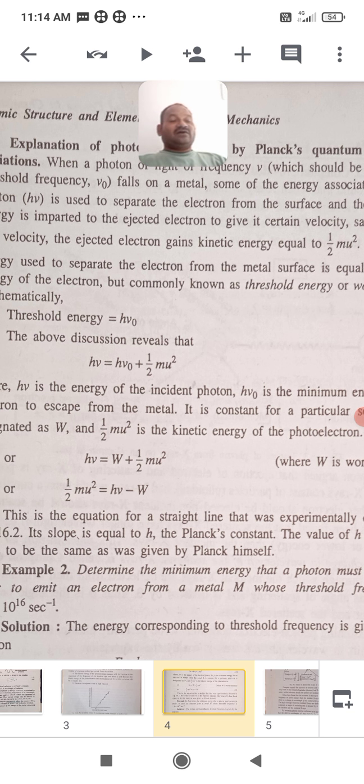So this is Planck's quantum theory. What is the mathematical equation? ½mu² is equal to hν minus W, or hν is equal to W plus ½mu². That is Planck's quantum theory.